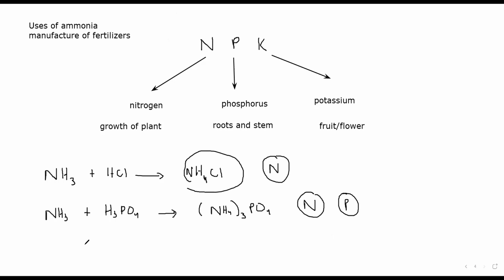And you can have, for example, potassium sulfate. This potassium sulfate is also a fertilizer. Why is potassium sulfate a fertilizer? Because it is providing an essential nutrient, which is potassium. So basically, compounds which provide nutrients such as nitrogen, phosphorus, and potassium are known as fertilizers.